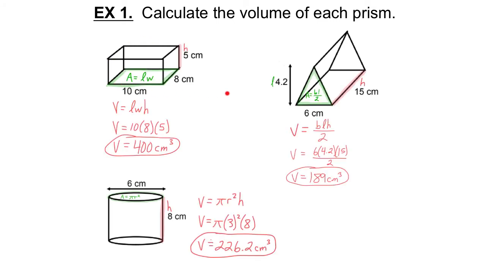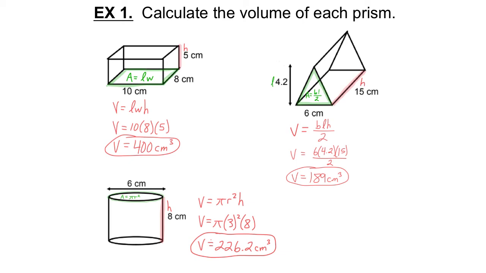For each of these prisms, I've highlighted the base in green. So here we have a rectangular base. Here we have a triangular base. Here we have a circular base. The area of the base for the first one is length times width. The area of the base for the second one is the area of a triangle. We usually write base times height divided by 2.